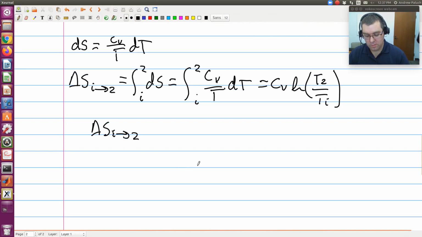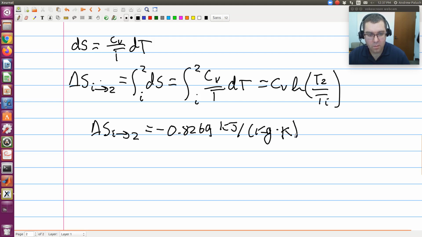So this is negative 0.8269, and that's kilojoules per kilogram Kelvin.